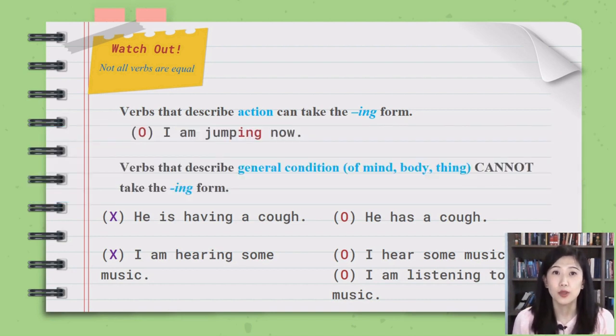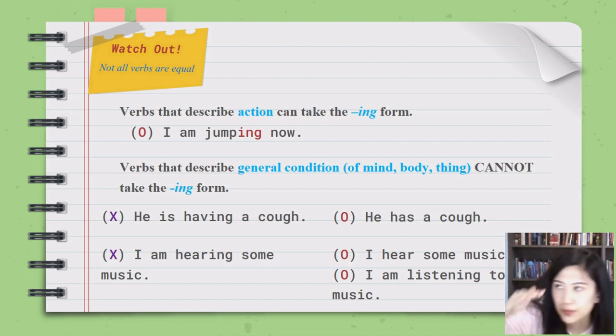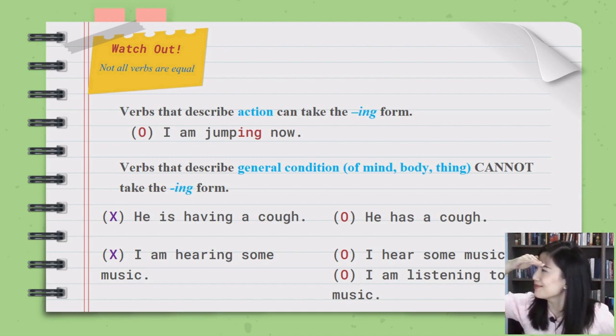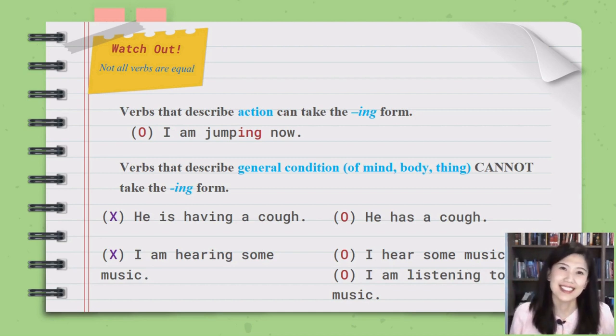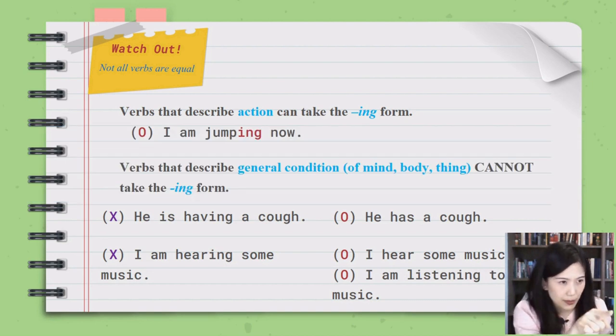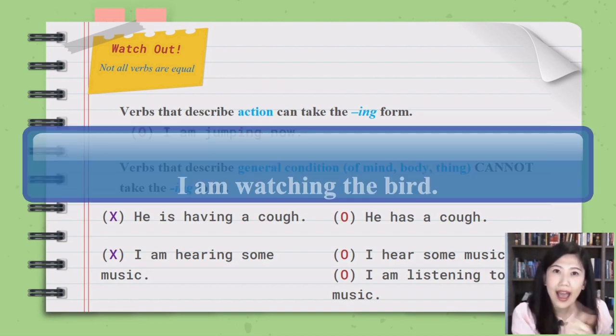Ask yourself, which one is the general condition of your eyes? Is it see or watch? Which one is a focused, intentional? The correct answer is, I see a bird. That's a very general statement. But when you're focusing your mind, and there's the bird, I am watching the bird.